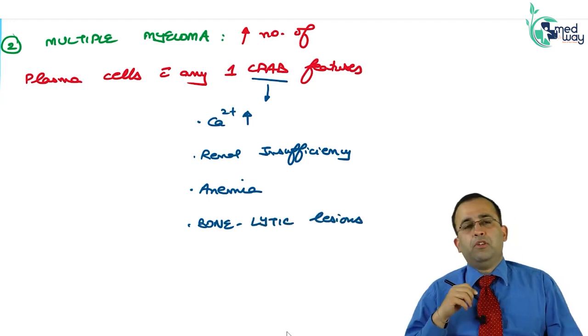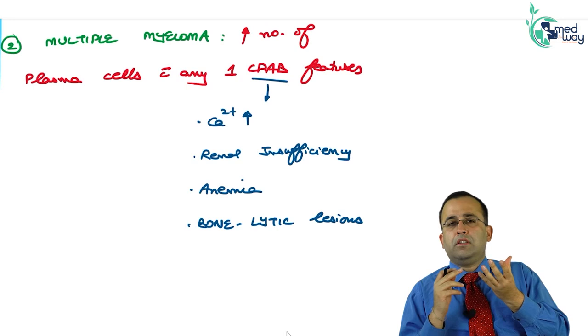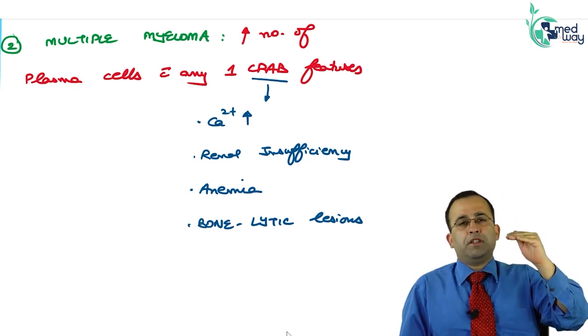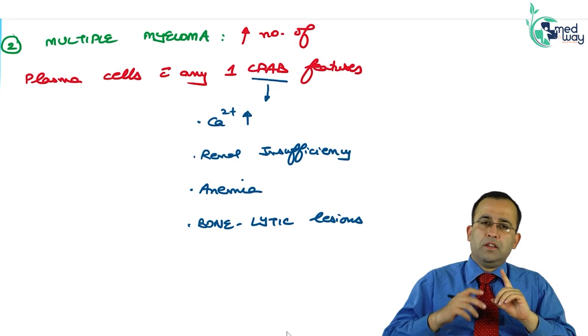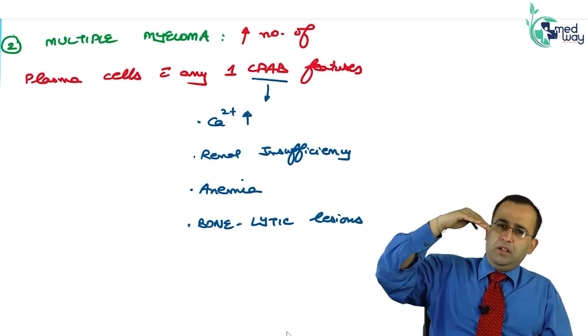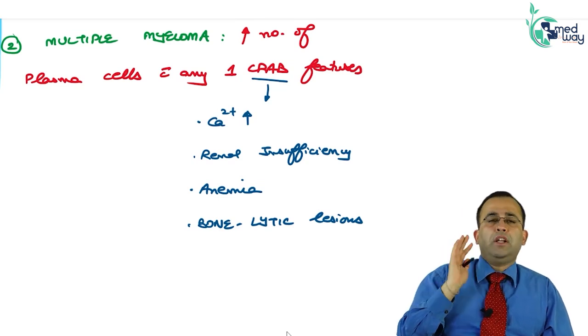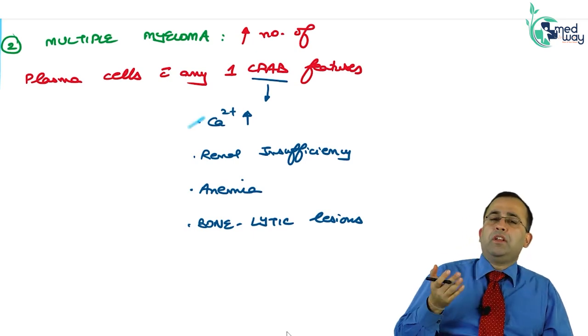So multiple myeloma में क्या हो रहा है? It is a cancer of plasma cells. Plasma cells are increased in number. Increased number of plasma cells with any one graft features. CRAB means calcium is increased, hypercalcemia, renal insufficiency, anemia, and bone lytic lesions. Because calcium was increasing, hypercalcemia था ना बच्चे.